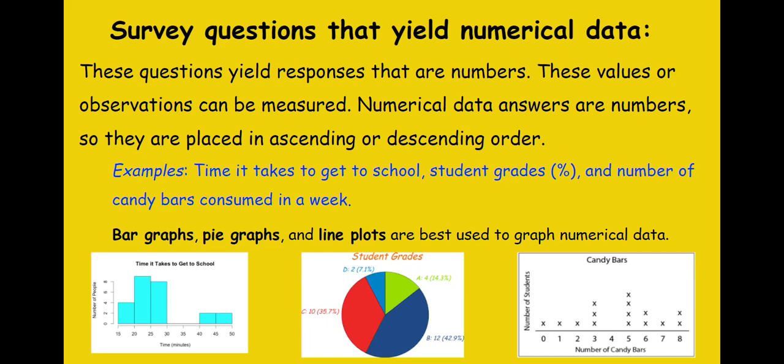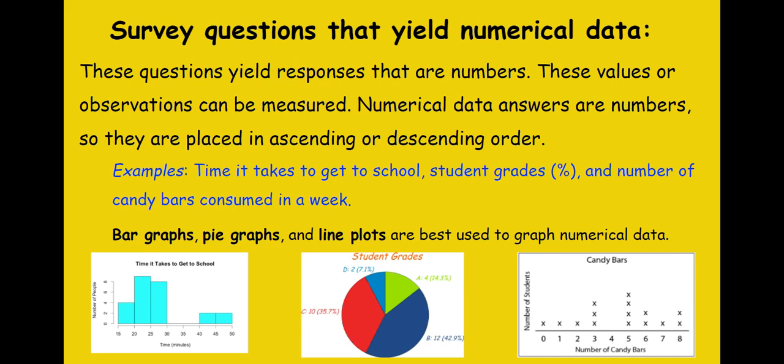The time it takes you to get to school. What your grade is, not A, B, C, D necessarily, but what percent. And then we can always, if it's a 90% to 100%, group it as an A. If it's an 80% to 89%, we can group it as a B. But what percent? What's your grade? And the number of candy bars that you consumed in a week. All right, this data is best represented on bar graphs, pie graphs, and again, line plots. So here are some examples.